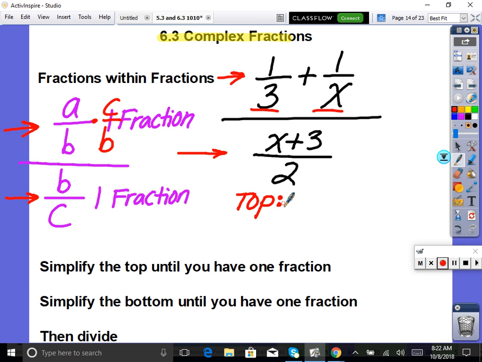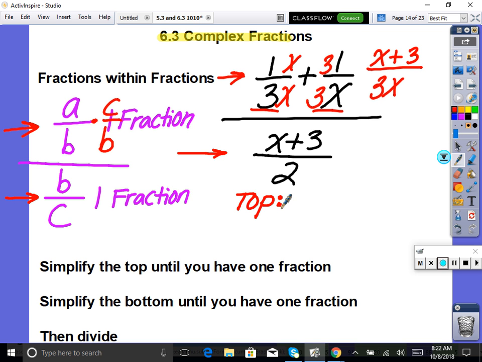Get a common denominator. So I'm going to multiply by x over x, 3 over 3. You all agree? Then the next step is to multiply out the numerator with adding and subtracting. We have to keep the steps separated in our head. So 1 times x is x, plus sign. Then we have 3 times 1 is 3. And then that's all over the common denominator of 3x. Are we all good with that?